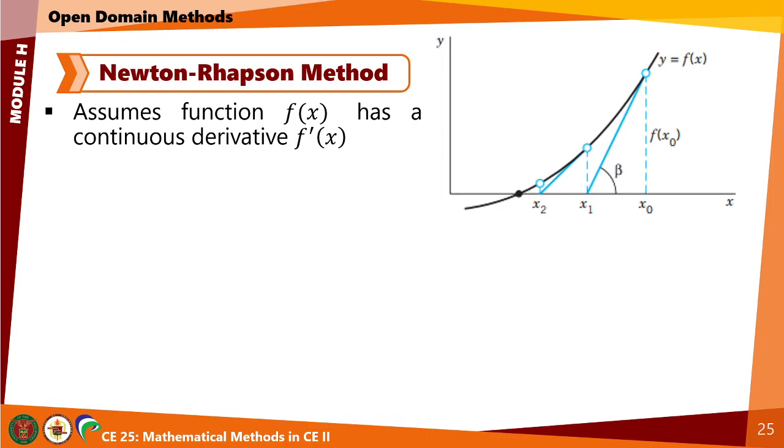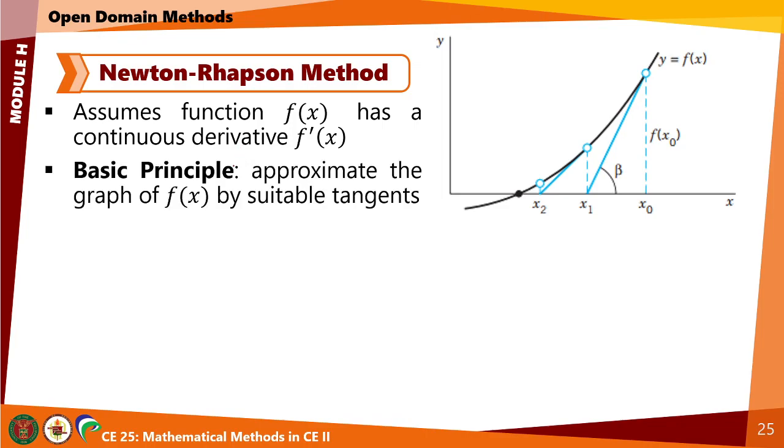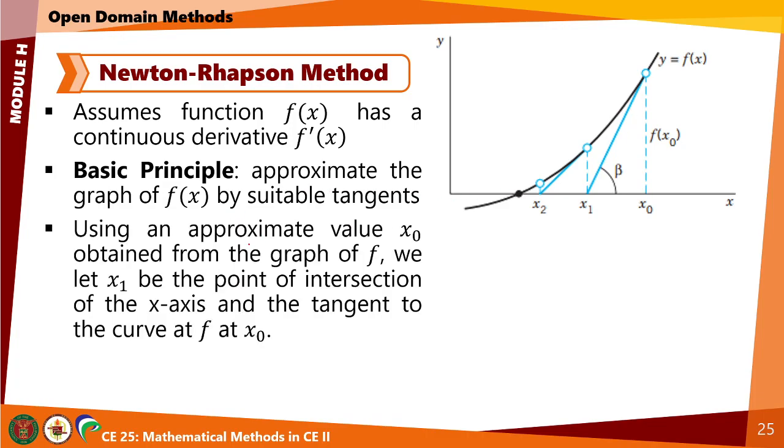Okay? Now, from the visualization, ganito siya nag-work. Ina-approximate niya yung graph ng f of x by using tangents. Using an approximate value of x naught, initial guess, hinahanap natin yung tangent line at y is equal to f of x naught. Okay? So, yung tangent line na yun, i-extend natin yan, and kung ano yung intercept niya sa x-axis, yun yung gagawin nating improved guess.